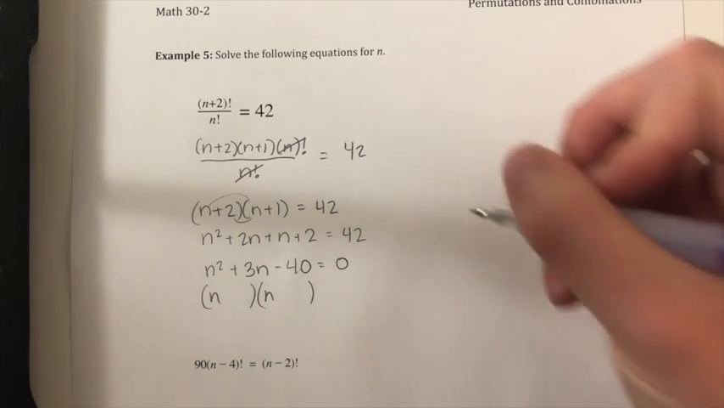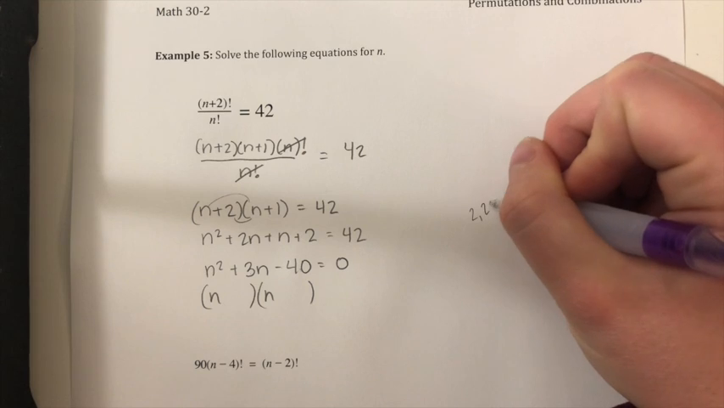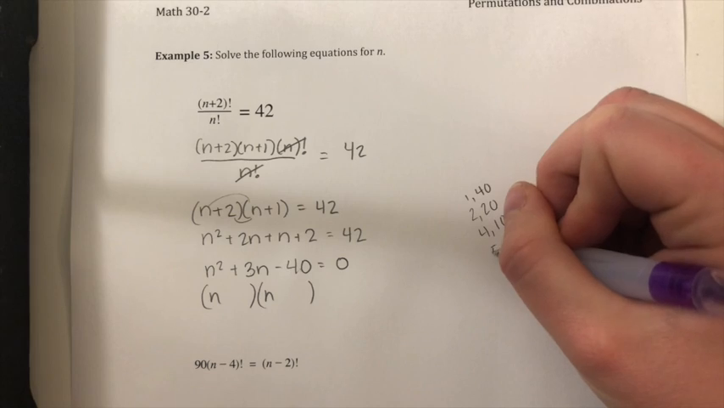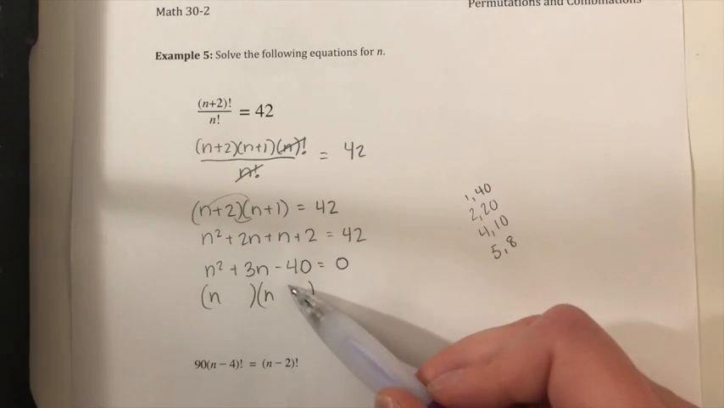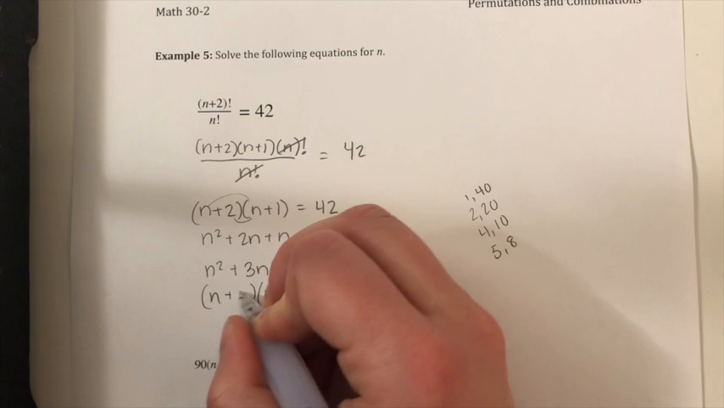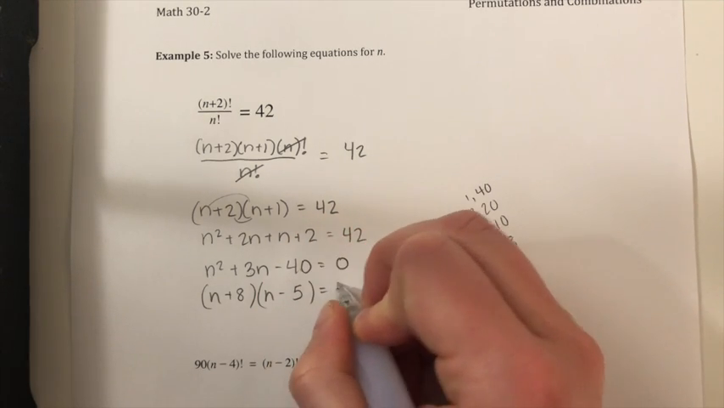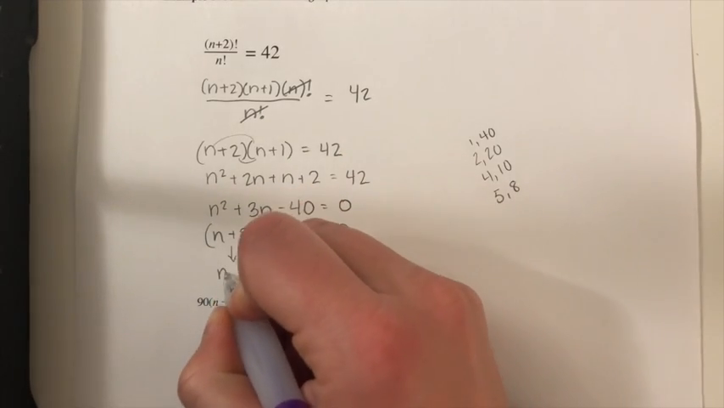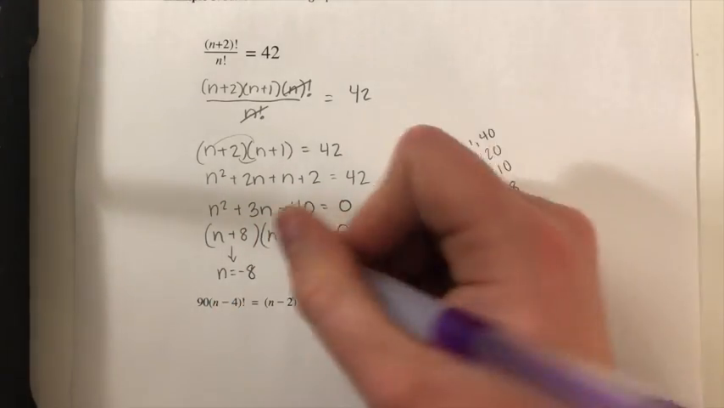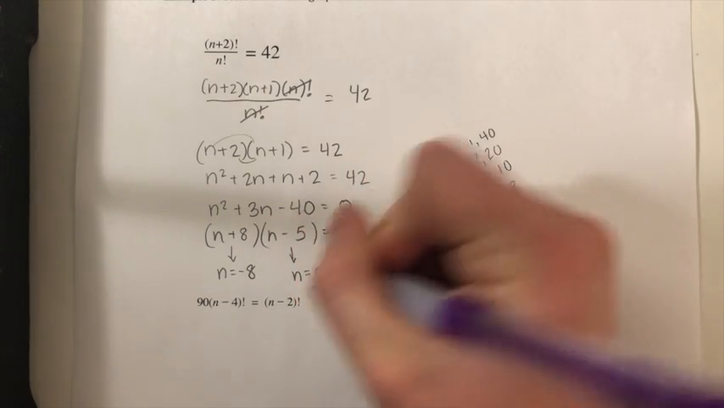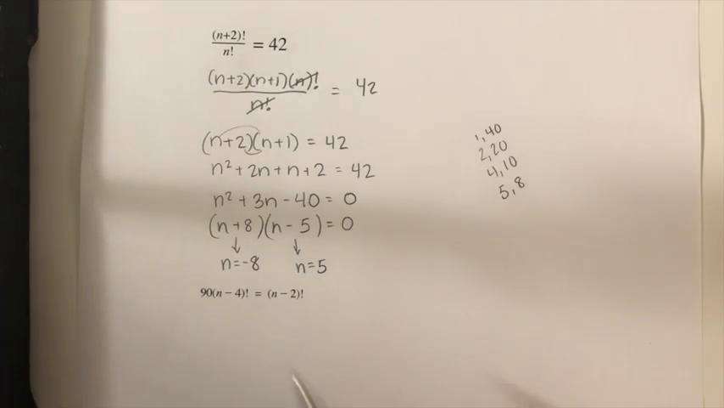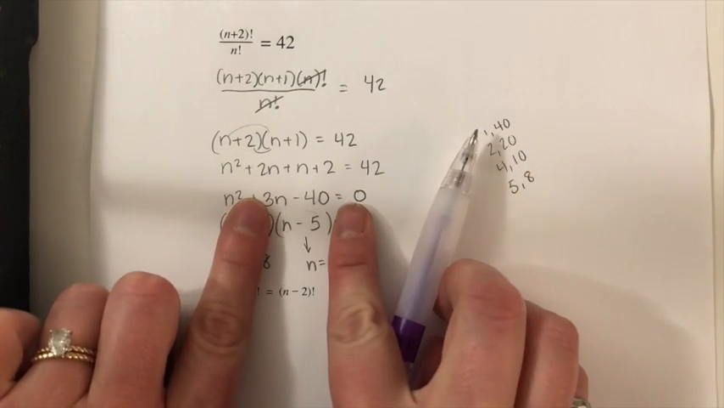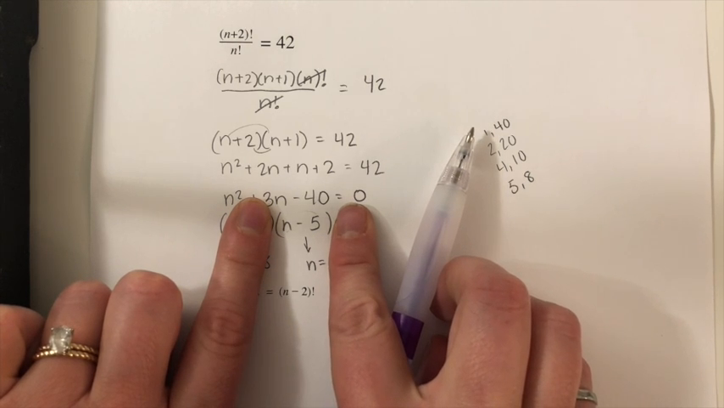Okay, so factors of 40, we could use 2 and 20. We could use 1 and 40, but I don't think that's going to work. 4 and 10, 5 and 8. So if I use 5 and 8, I make the 8 a positive and the 5 a negative, then that would work. So what that means is n is equal to negative 8, or n is equal to positive 5, right? Because we're looking for the value of n that makes that whole factor equal to 0. So if we just plugged a 5 in there, that factor would equal 0.